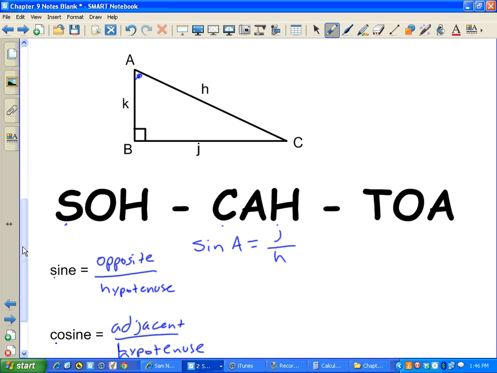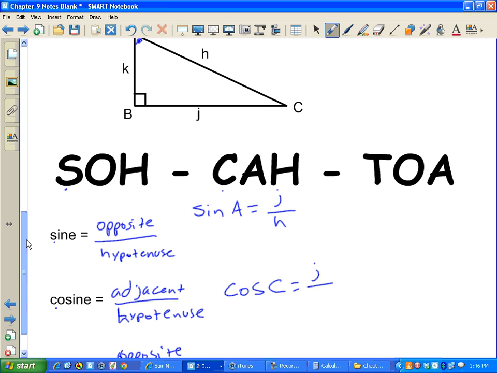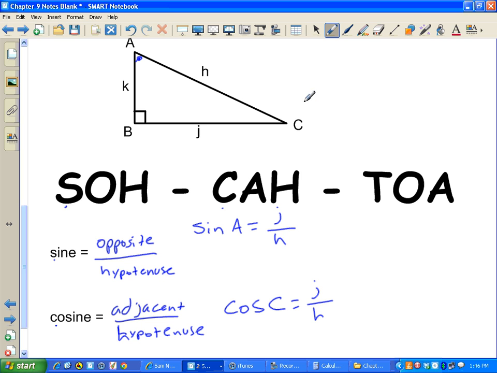Let's say I want the cosine of angle C. Cosine of C equals the adjacent side, which would be J, over the hypotenuse, which is H. Now, adjacent has to be a leg. When I talk about the adjacent side, it's got to be the leg. Because really, if this is angle C, the hypotenuse is adjacent to it. The hypotenuse is the hypotenuse, so it can't be the adjacent side. So that leaves J to be adjacent. Adjacent means it's touching.